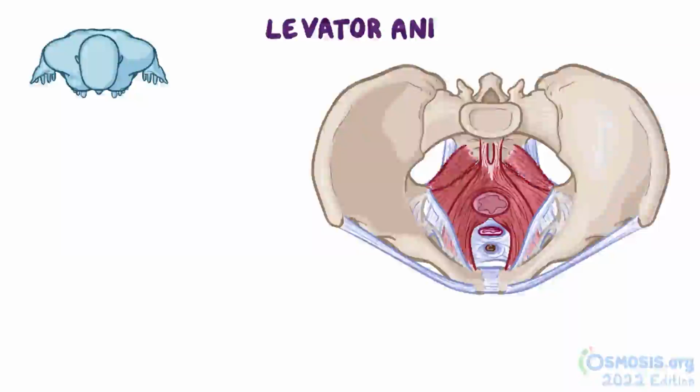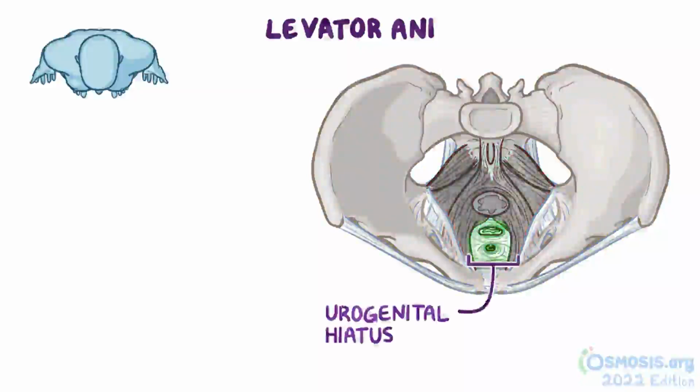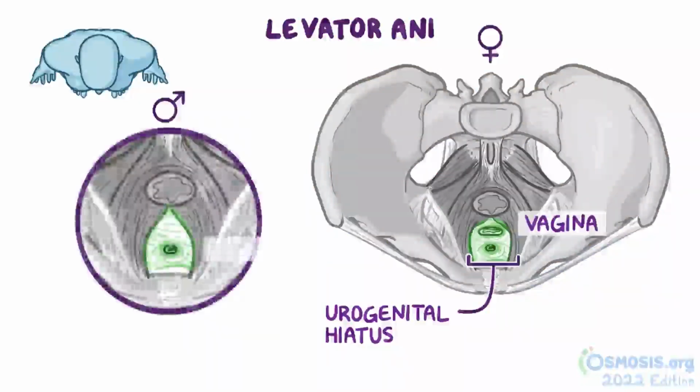The pelvic diaphragm spans between the anterior, lateral, and posterior walls of the pelvis, closing most of the pelvic girdle ring, but it leaves a small gap anteriorly just behind the pubic bones called the urogenital hiatus. In females, the vagina passes through this gap, as well as the urethra in both females and males.